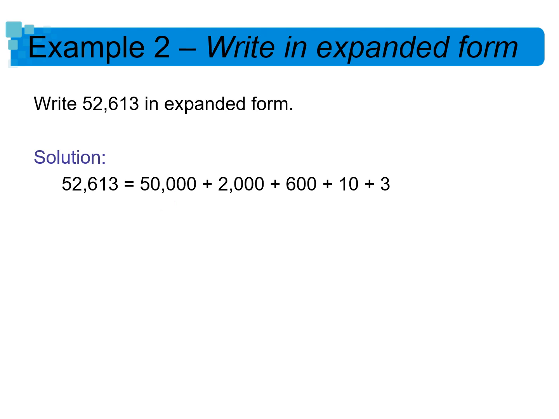So this is just going to take you back to chapter 1 and help you to remember how we did that. So 50,000 would be 5 times 10 to the 4th. And then we're going to add that to 2,000, which is 2 times 10 to the 3rd. 600 is 6 times 10 to the 2nd. 10 is 1 times 10 to the 1st, or just 1 times 10. And then 3 is just 3. Okay, so that's pretty straightforward. Shouldn't be too difficult for you.